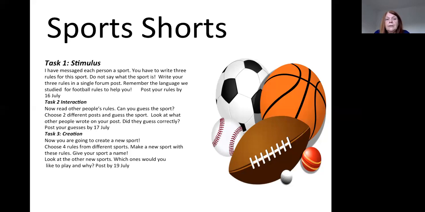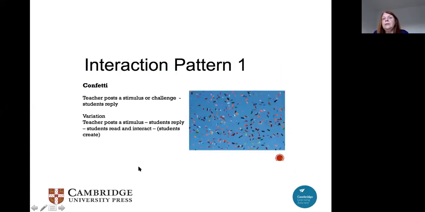And the final task is creation. You're going to create a new sport. Choose 4 rules from different sports and make a new sport with these rules. Give your sport a name. So for example, you could have something like foot tennis, where the players kick the ball across the net. So that's appealing to sort of creativity as well as factual. So these 2 activities are examples of an interaction pattern I call confetti.